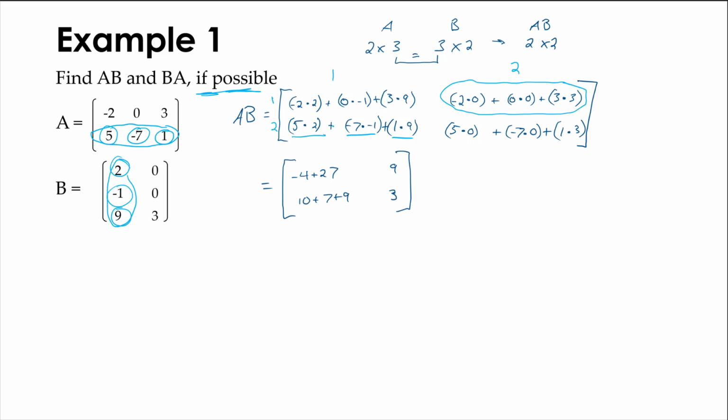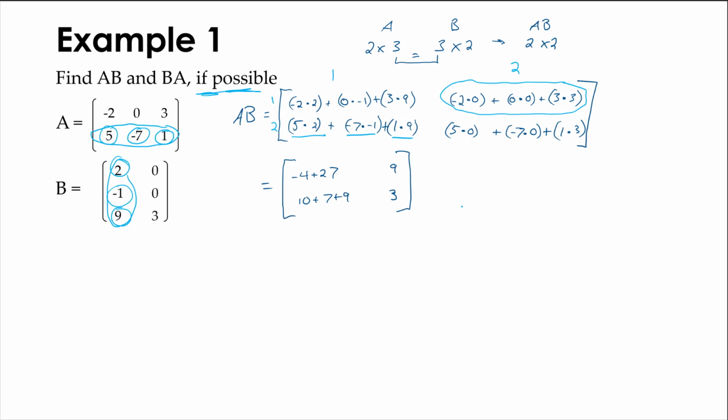So I have -4 plus this goes to 0 plus 3 times 9 is 27. Okay, and then I've got 0 and 0 here plus 3 times 3 is 9, so that's just 9. And then row 2, column 1 is going to be 5 times 2, that's 10, plus -7 times -1 is 7, and 1 times 9 is 9. And then I've got a 0 plus 1 times 3 is just 3.